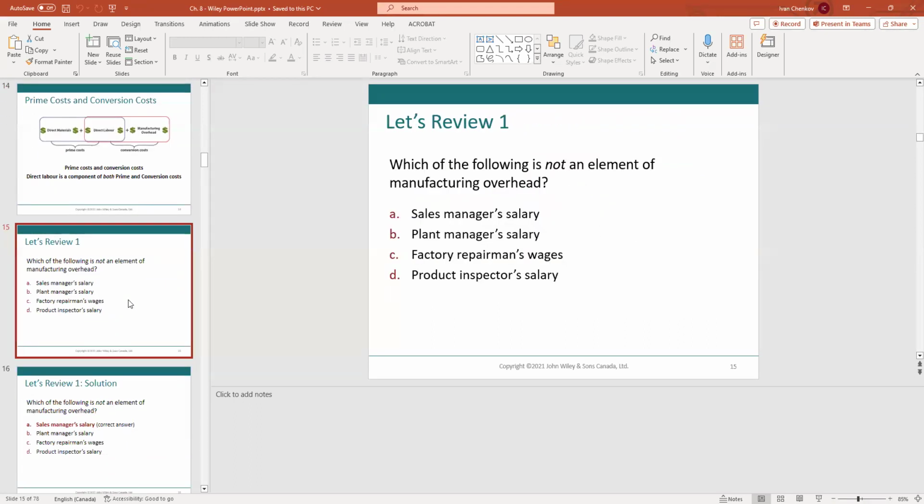So which of the following is not an element of manufacturing overhead? Let's think about it. Sales manager's salary. Why is it not? Because that's something else. Sales is usually a period cost. That's directly an expense. That's not even part of the product.